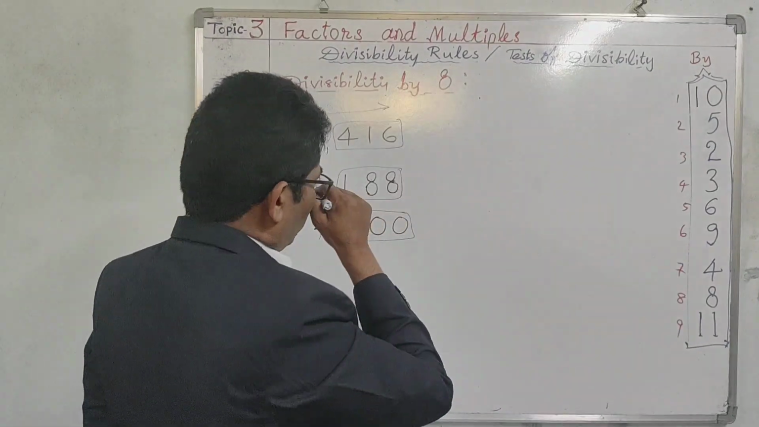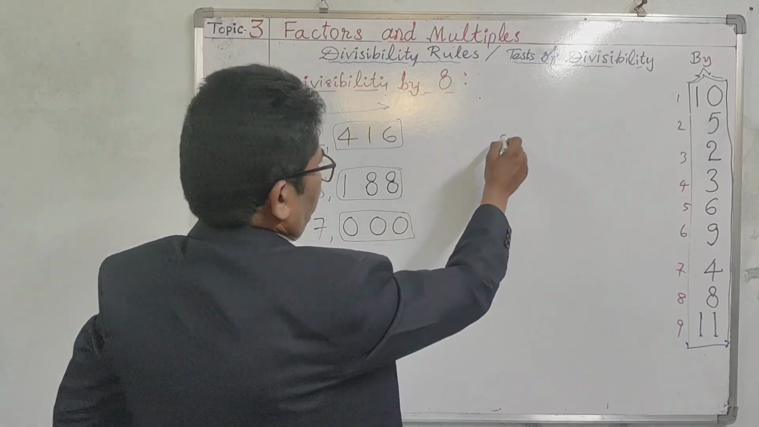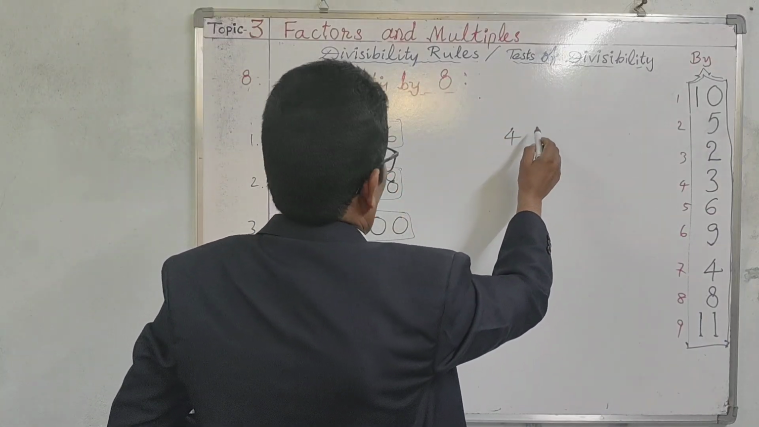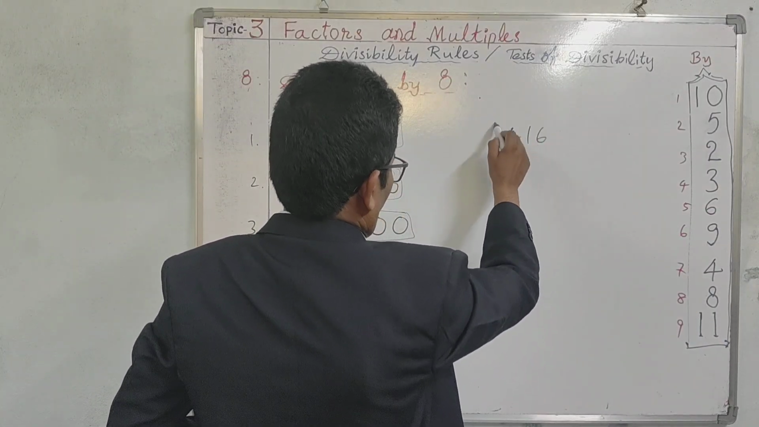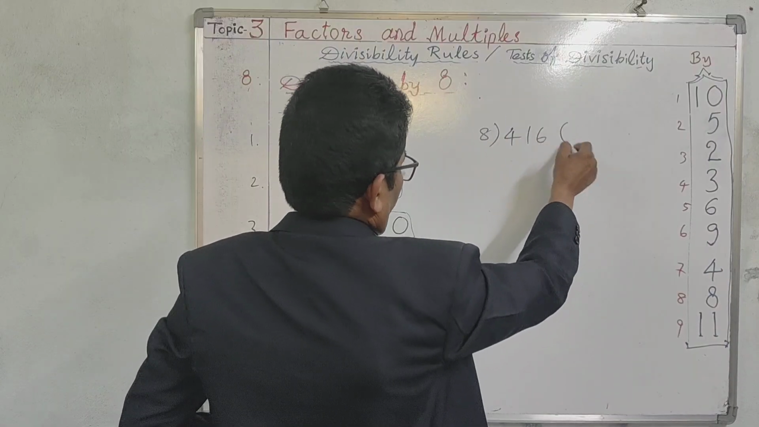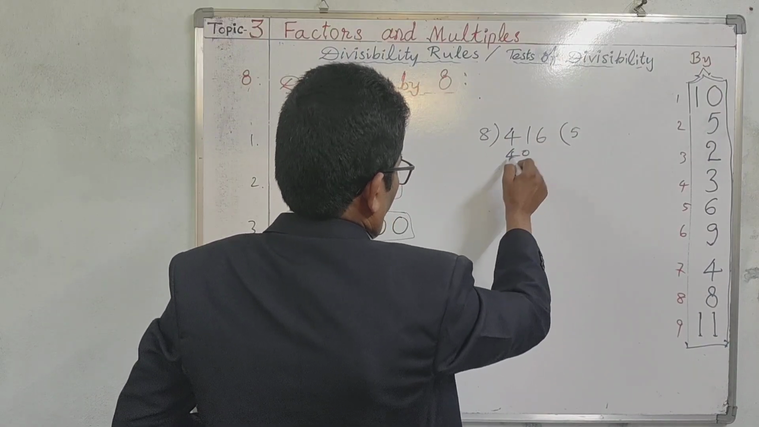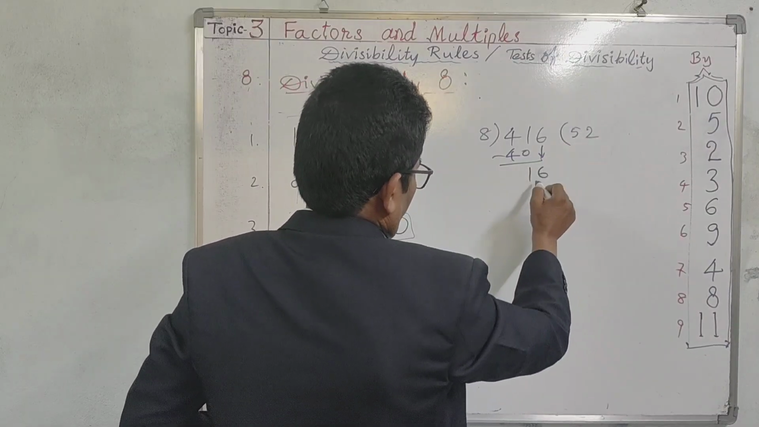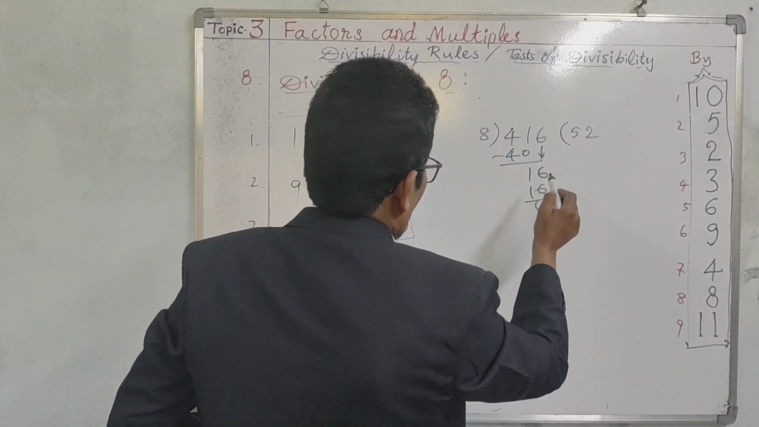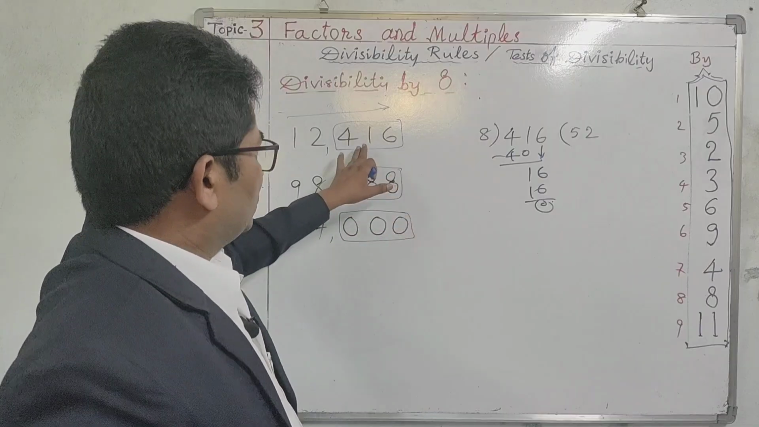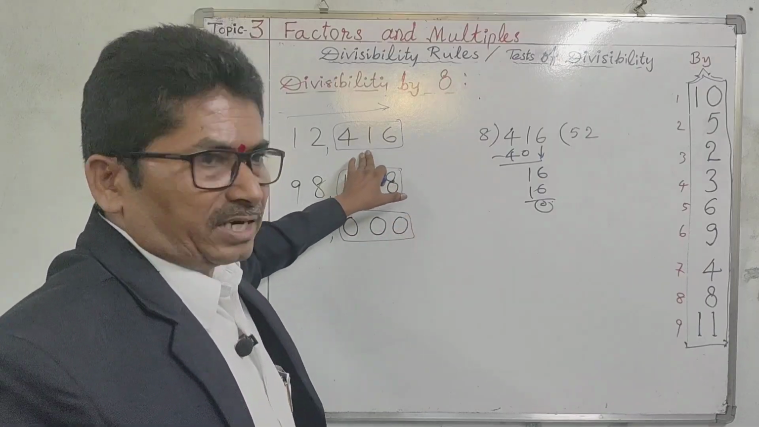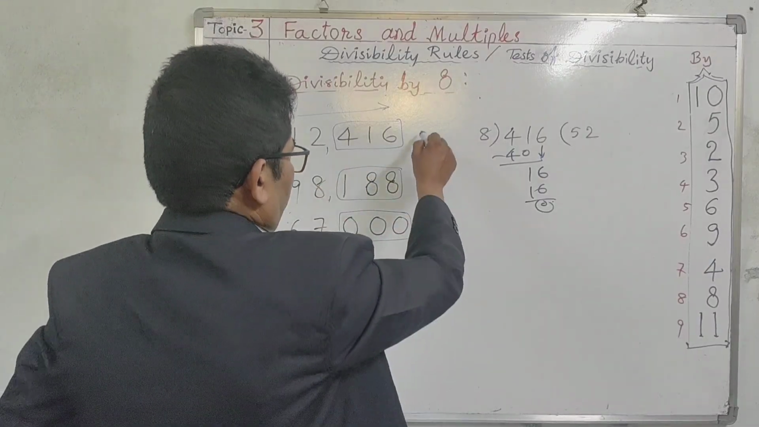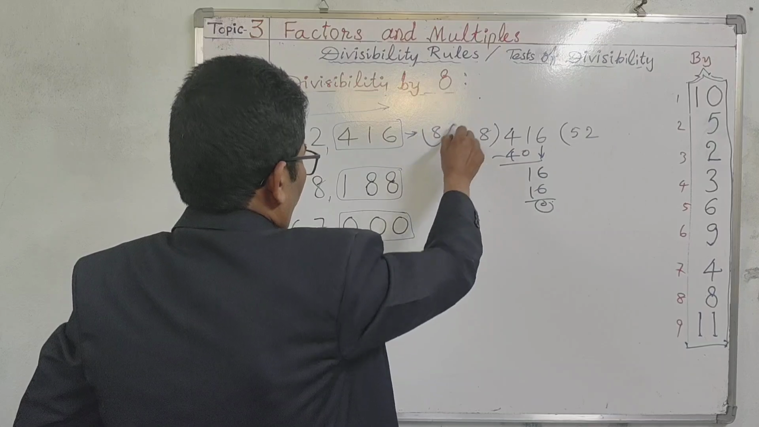Let us see which are exactly divisible by 8. 416, we have to check. 8 fives are 40. Bring down 6. 8 twos are 16. So we got 0. So 416 is exactly divisible by 8. So that's why this total number is also exactly divisible by 8.